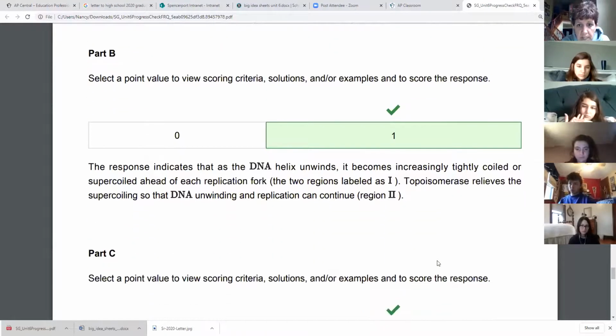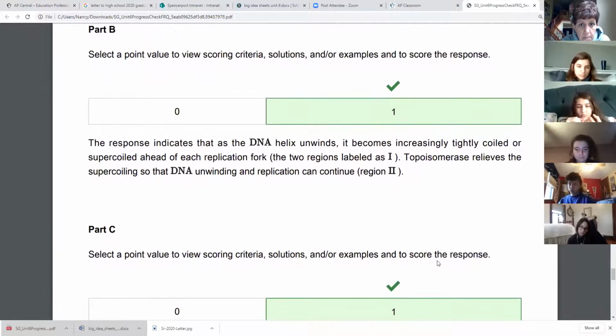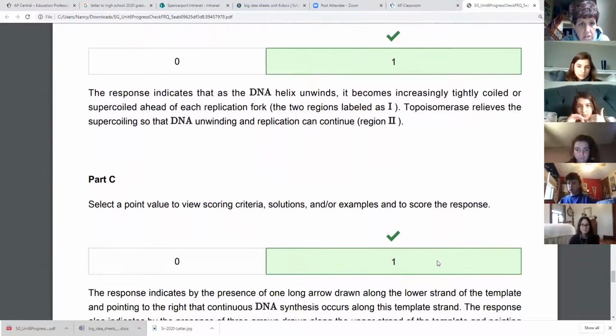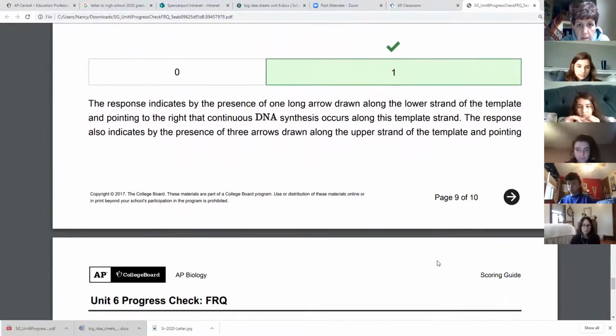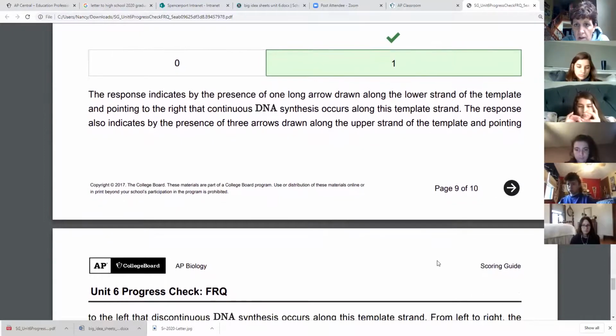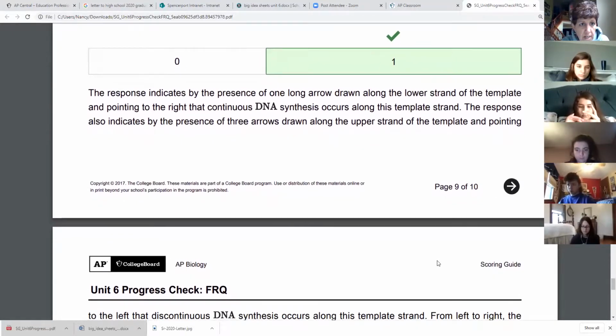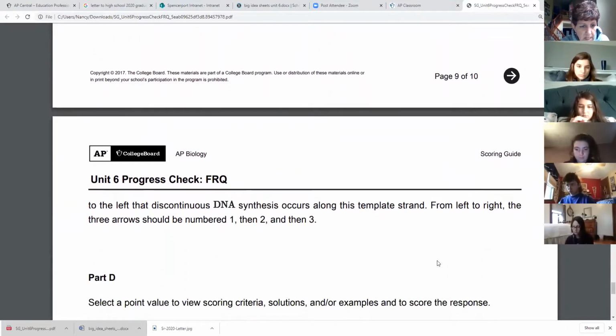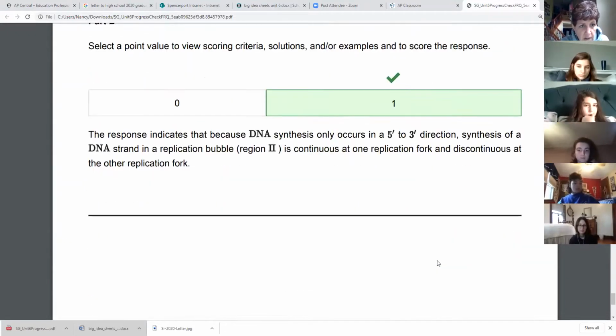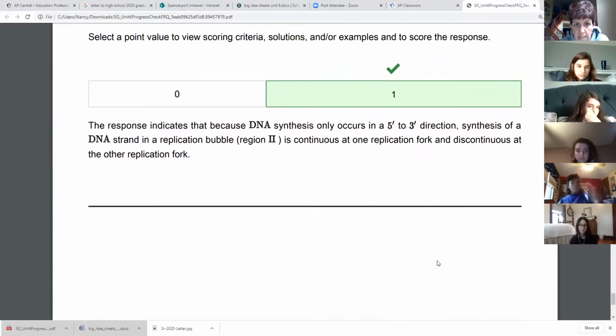Circular, linear, perfect. Yeah, it's too coiled up. One long arrow on the lower strand pointing to the right. 3 arrows drawn on the upper strand and pointing to the left. From left to right, 1, 2, 3, perfect. Okay. The response indicates that because DNA synthesis only occurs in a 5' to 3' direction, synthesis of the DNA strand. Oh yeah, that's all they wanted.